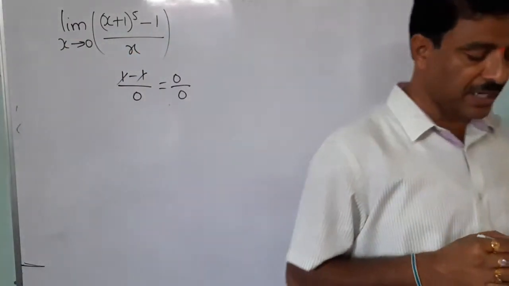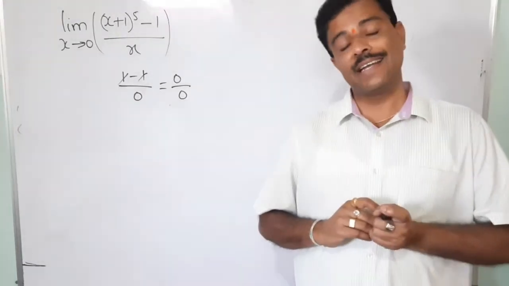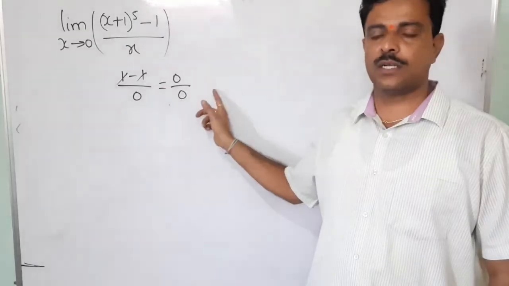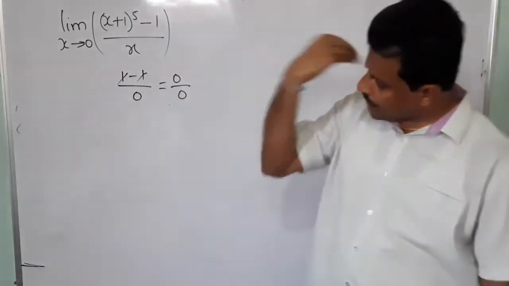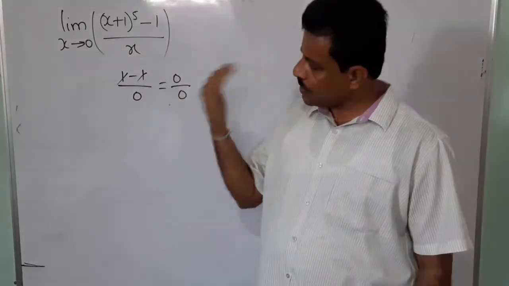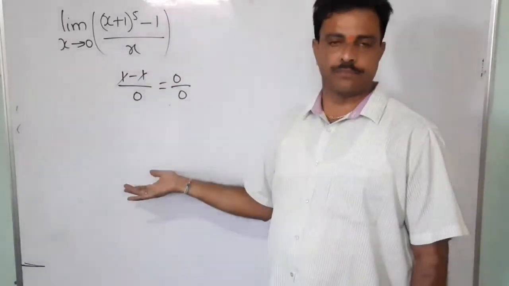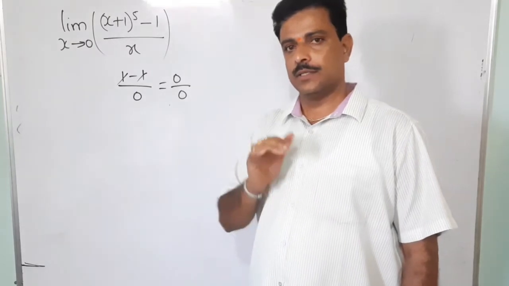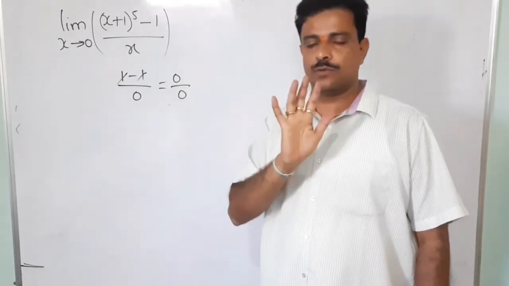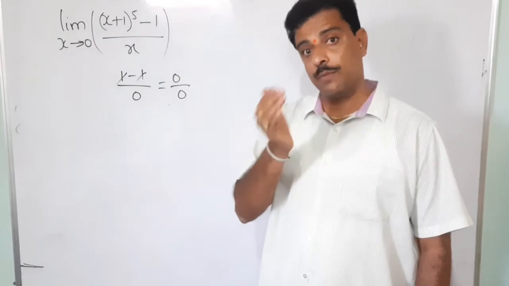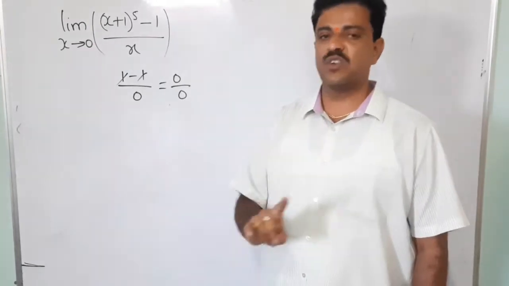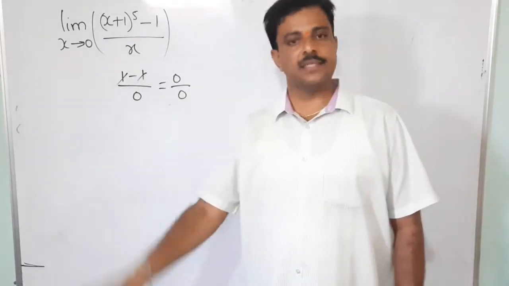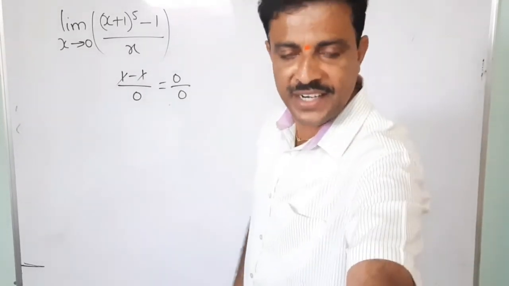If 0 by 0 comes, it is an indeterminate form. Take care here. You can apply directly, no problem, but I want a result. Any number divided by 0, or 0 divided by any number, is no problem, but 0 by 0 should not come. 0 by 0 is indeterminate form.